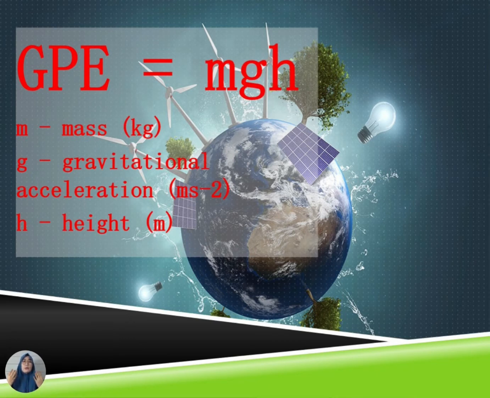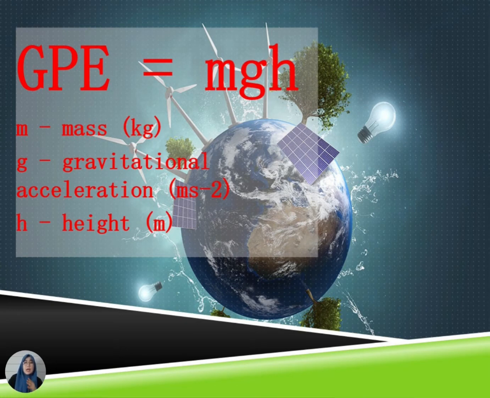And after that, we learn about the potential energy and kinetic energy. There are two types of potential energy. Number one is the gravitational potential energy, where the formula is GPE is equal to mgh. So m is mass, which is in kg, g is gravitational acceleration, which is in m over second squared, and h is height, which the unit is meter.